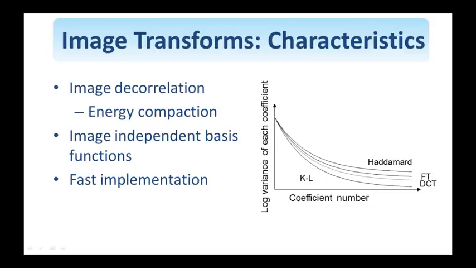We show here a comparison of such transformations. What is shown here is the log variance of each coefficient on the vertical axis and the coefficient number on the horizontal axis. So the image is broken into sub-images, and then for each sub-image the transformation is found.